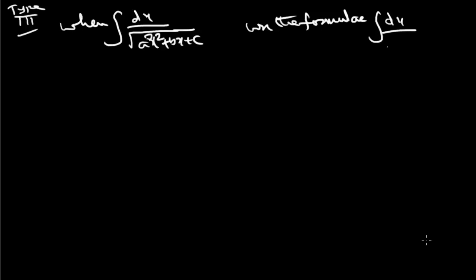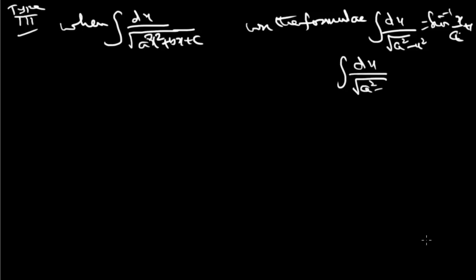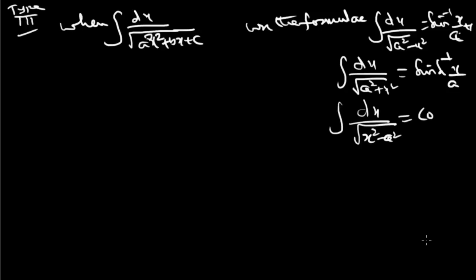integral dx by root of a squared minus x squared is equal to sine inverse x by a plus c. Next one is integral dx by root of a squared plus x squared. You write sinh inverse x by a, and then we can use dx by root of x squared minus a squared, cosh inverse x by a. So we take some simple problems where quotient of x squared is 1, and they are like this.